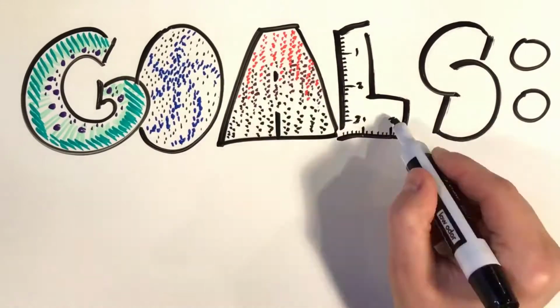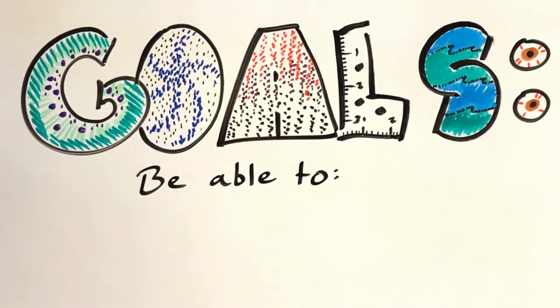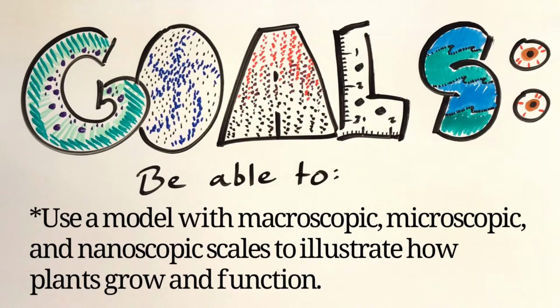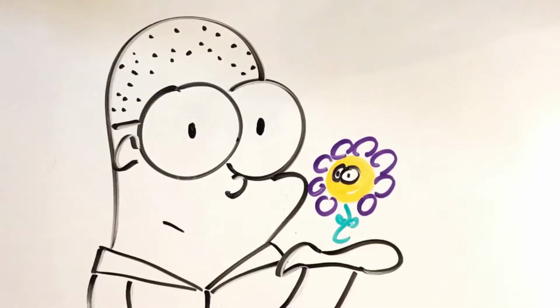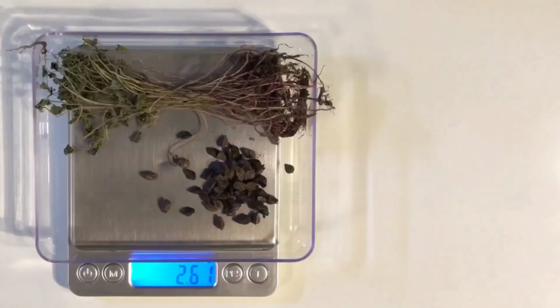Before we go any further, let's consider the goal of this video. After watching this video, you should be able to use a model with macroscopic, microscopic, and nanoscopic scales to illustrate how plants grow and function. This is a tall order, but we are now equipped to do it. To start, let's just review what we already found out.